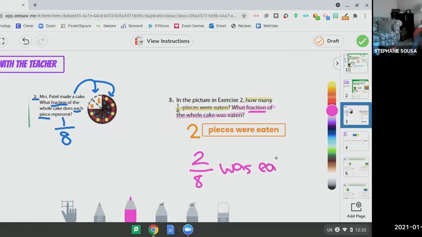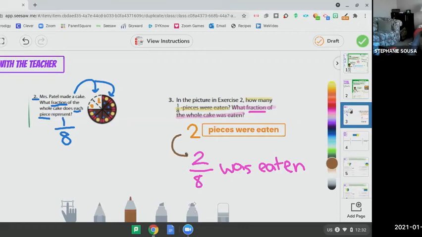And again, if I'm writing, you're writing. So now I have answered both parts of my question. How many 1/8 pieces were eaten? 2 pieces. What fraction of the whole cake was eaten? 2/8.